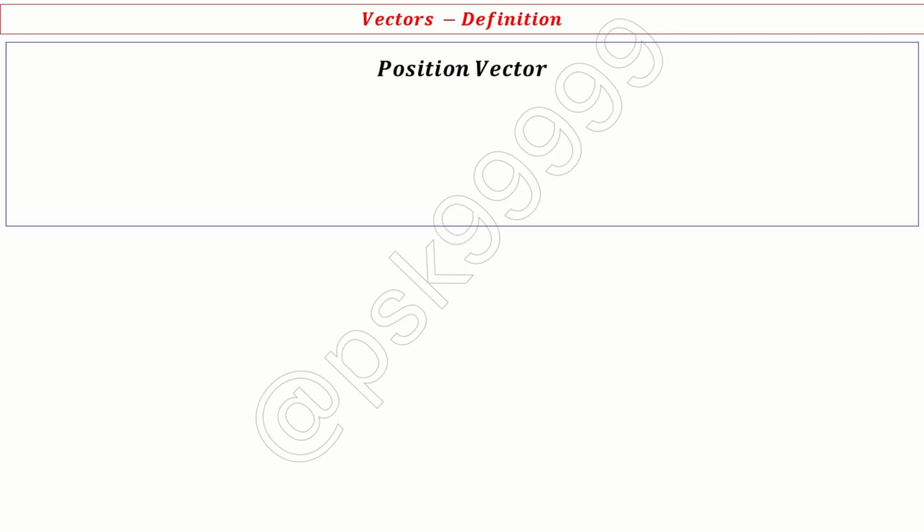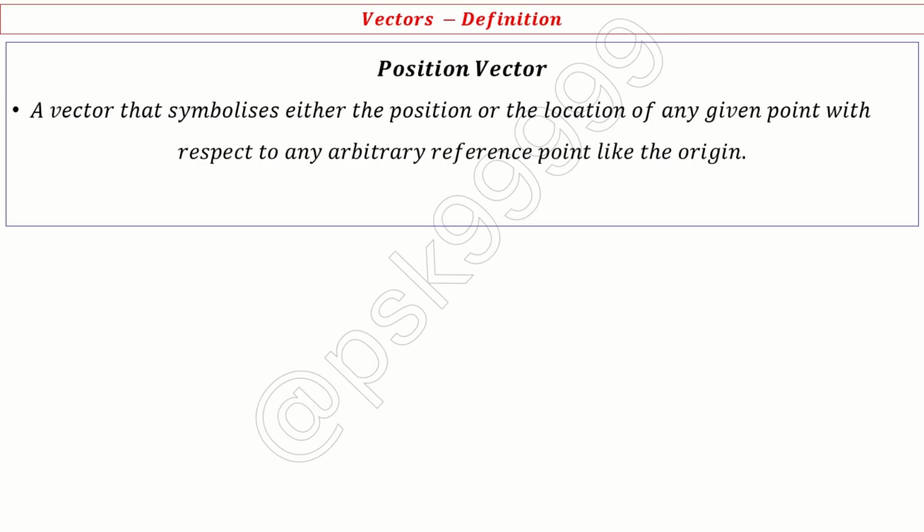There are different kinds of vectors. One most important and basic one is the position vector. A position vector symbolizes the position or location of any given point with respect to an arbitrary reference like the origin. If you take three-dimensional space which has an x-axis, y-axis, and z-axis, any random point has three coordinates x, y, and z. By mentioning those x, y, and z coordinates, you are actually calling that a position vector.